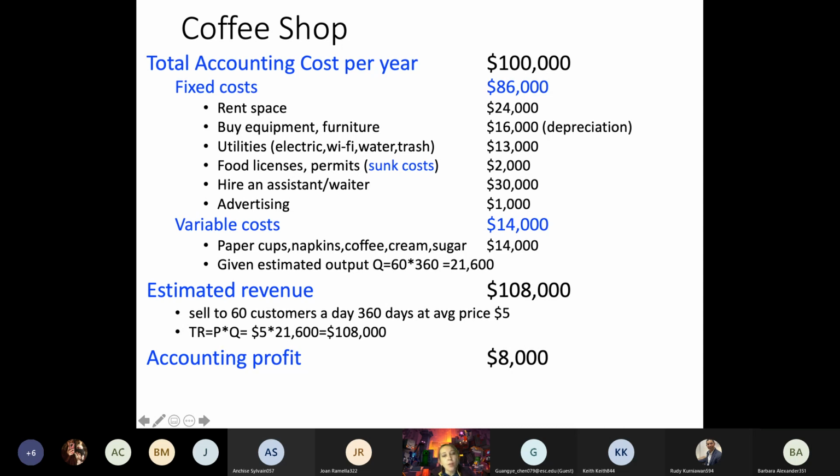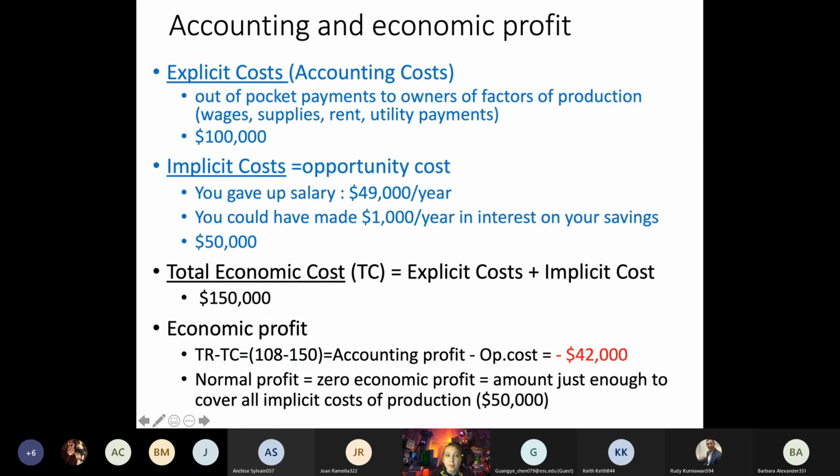And so you compute that adds up to the revenue of $108,000. So your cost is 100, your expected revenue is 108. So you have an accounting profit right there, $8,000.